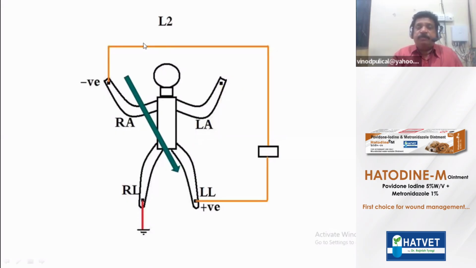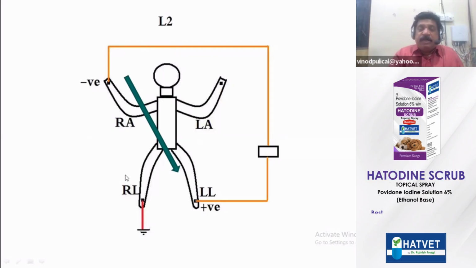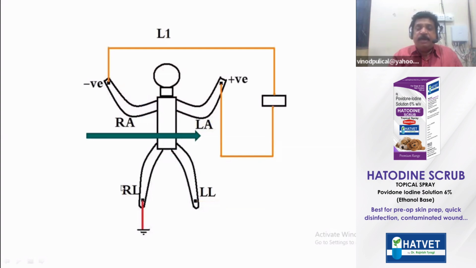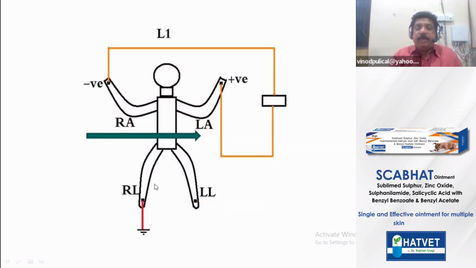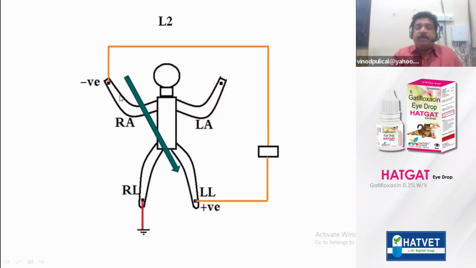Coming to L2 in the unipolar limb lead system. L2 is formed as a combination of the right forelimb as the negative electrode and the left hind limb as the positive electrode. In all the ECGs, the right hind limb is always kept as the earth. In L1 also you can see the right hind limb is the earth. Only the other 3 limbs we are using.